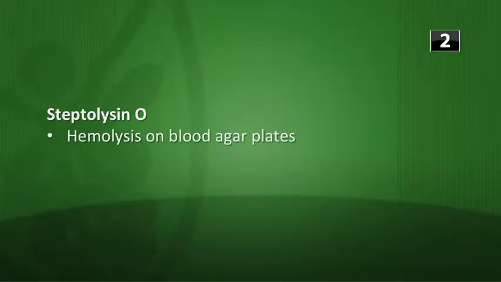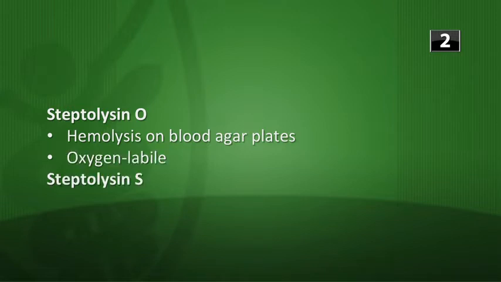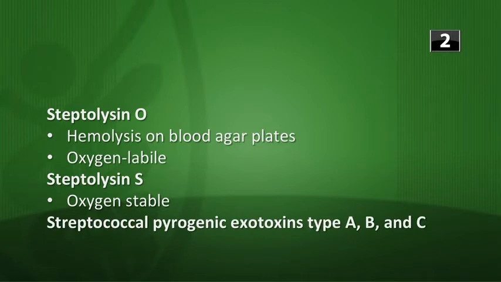Next question. What are the toxins for Strep pyogenes? So there are several of them here. There's streptolysin O, which causes hemolysis on blood agar plates, and it's oxygen labile. There's also streptolysin S, which is an oxygen stable one. There's also streptococcal pyrogenic exotoxins type A, B, and C. So these are also known as the erythrogenic toxins. Remember, these act as superantigens and are associated with the red rash and the fever of scarlet fever. You can also see this in streptococcal toxic shock syndrome as well.